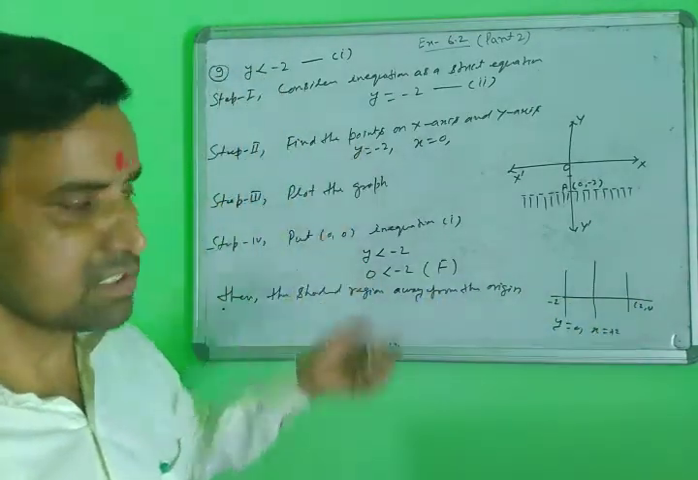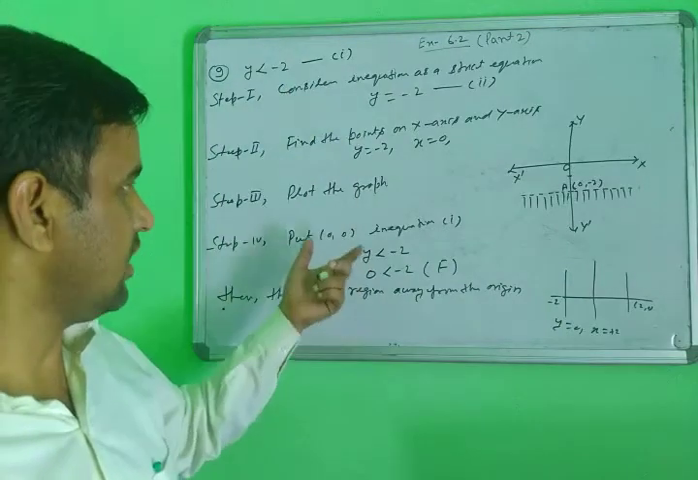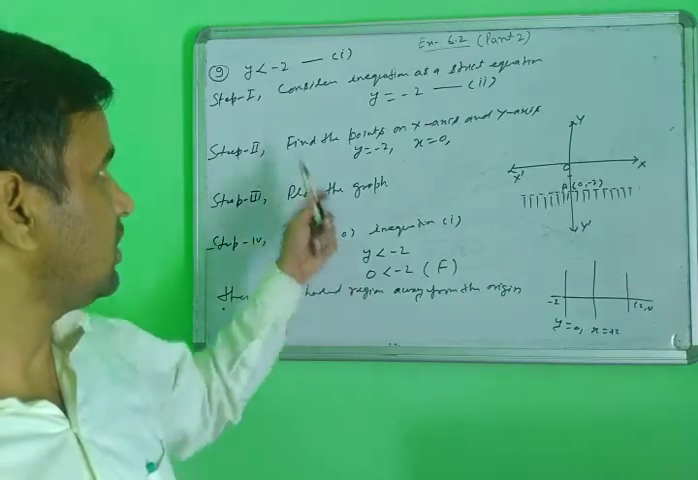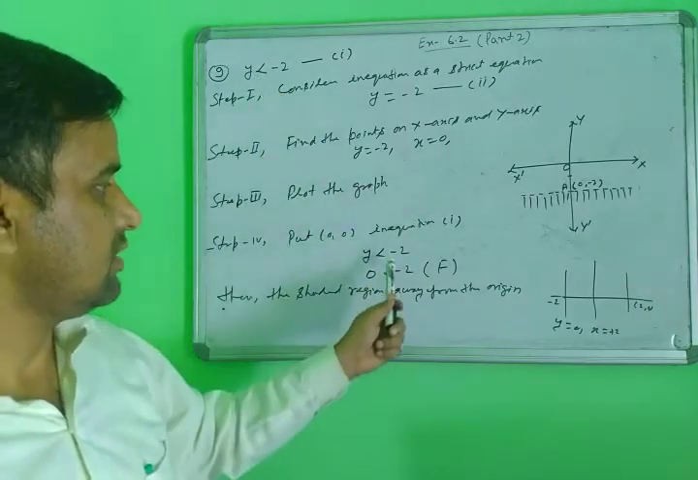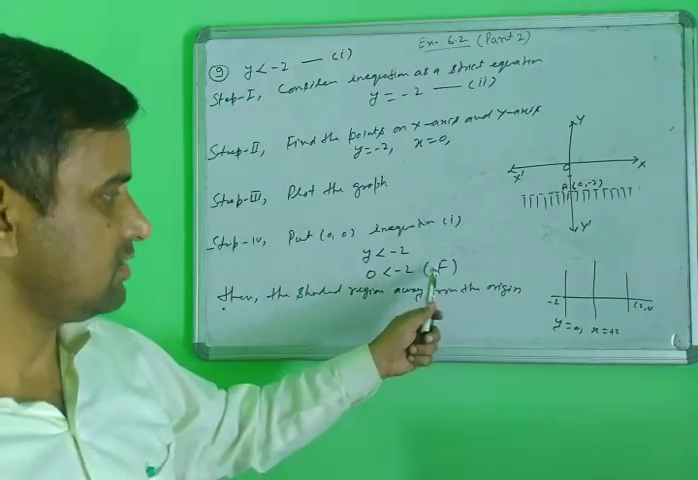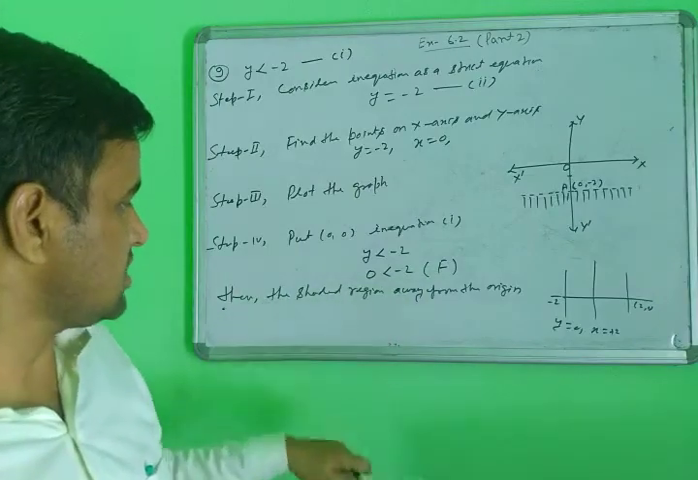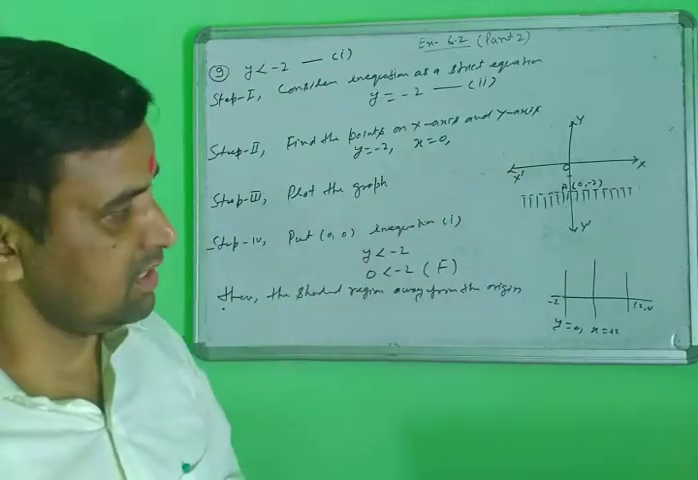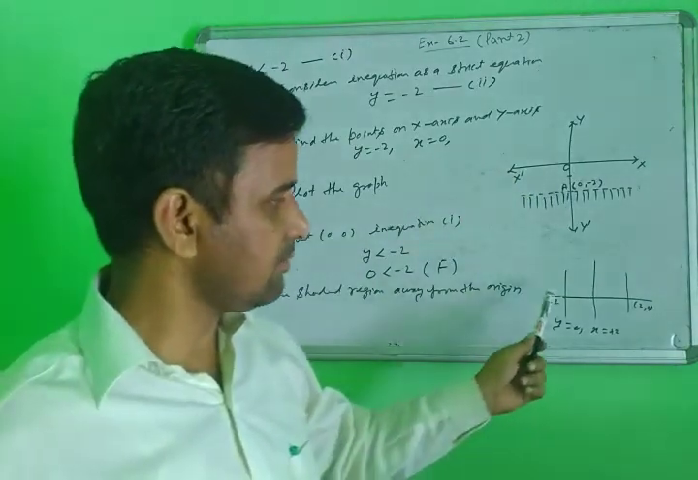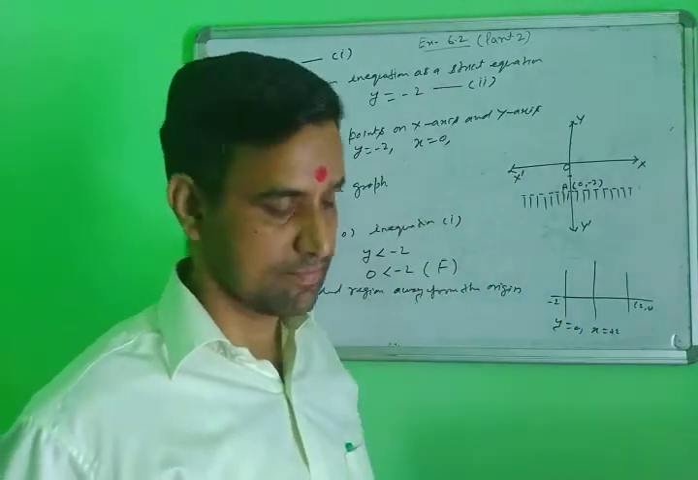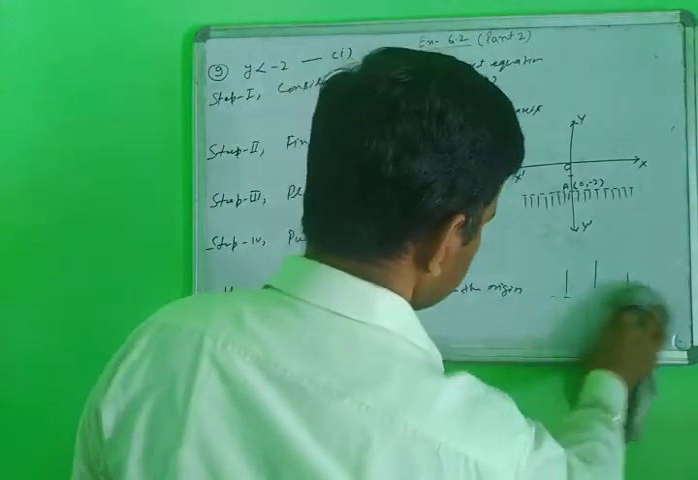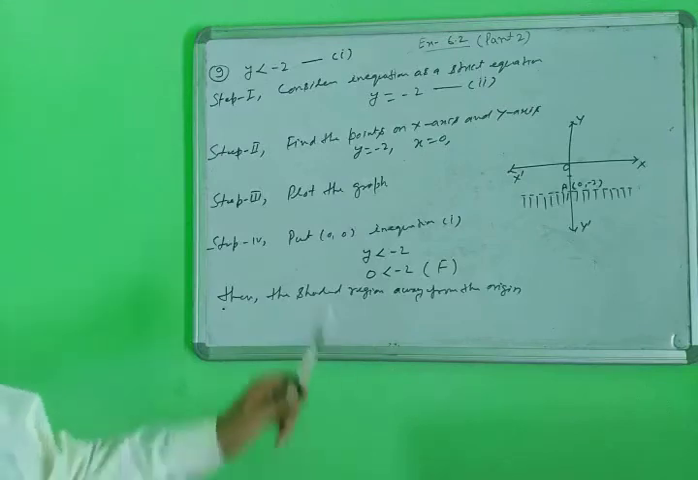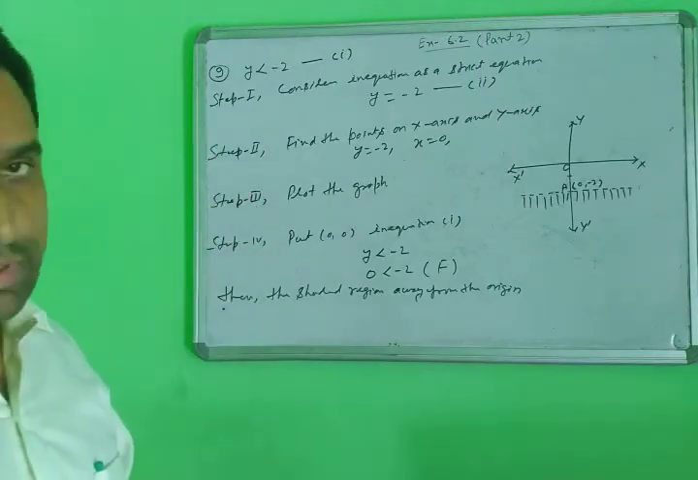Suppose here x or y, it does not matter, solve according to this way. Plot the graph the same, then put 0, 0 in the inequality first, and see what result comes, true or false. If the result comes false, then you can say the shaded region is away from the origin. In this way you can draw the same pattern using x. Then it is your answer. Yes, note it down. Every question is solved according to this way.